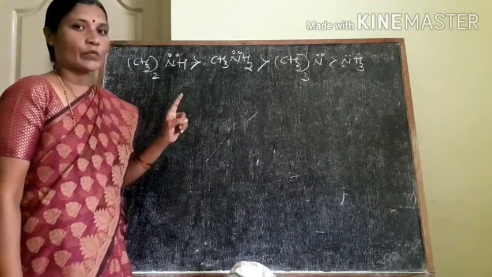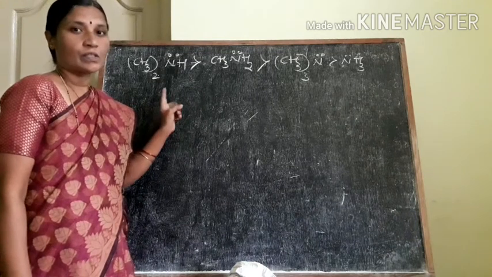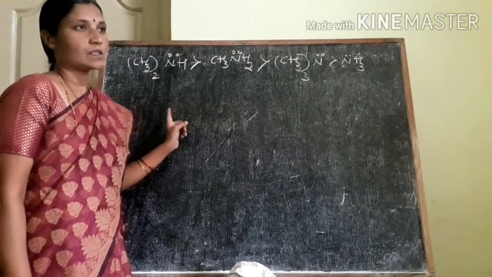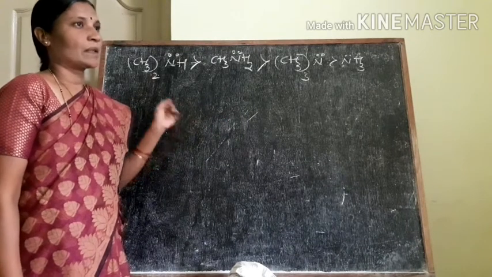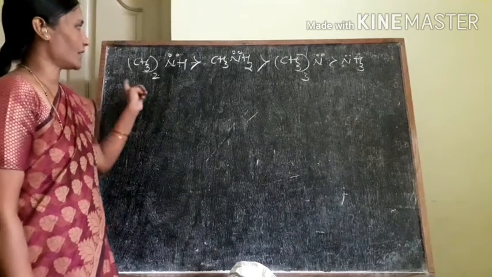Generally, in the gas phase, tertiary is more basic than secondary than primary. This is because of the plus I effect. But in the aqueous state, what happens? It involves the three effects like that.